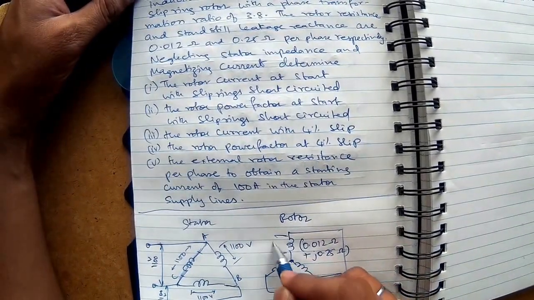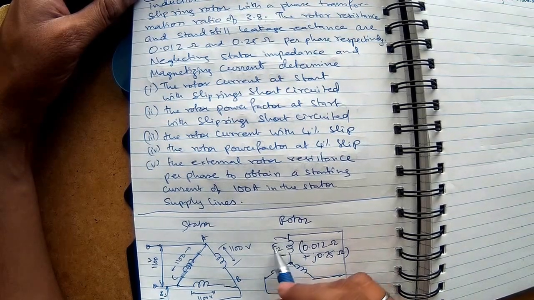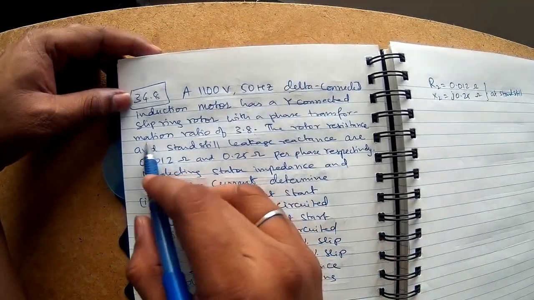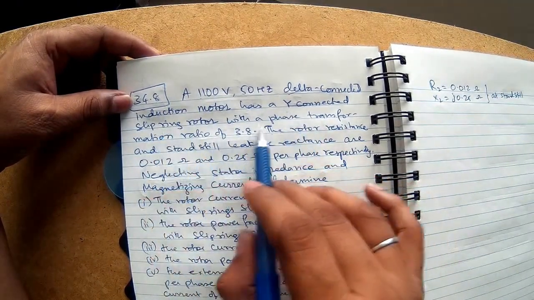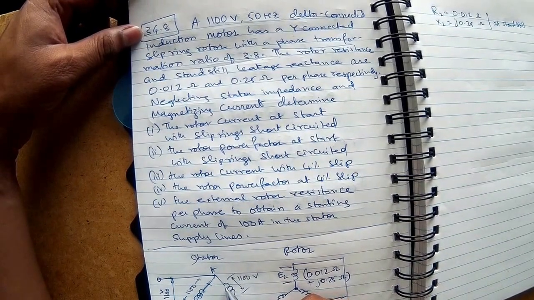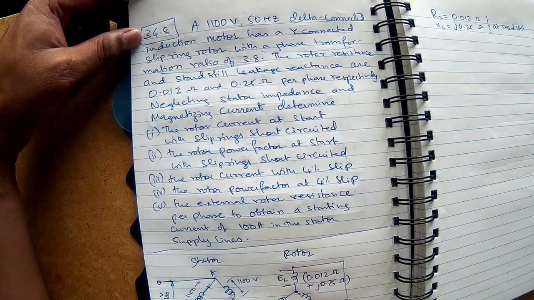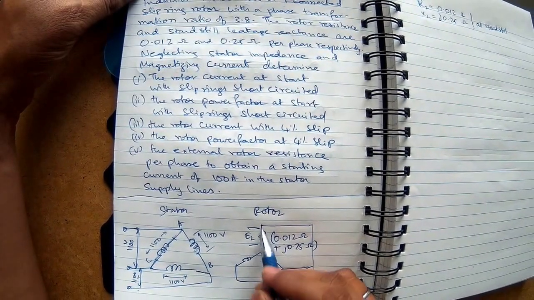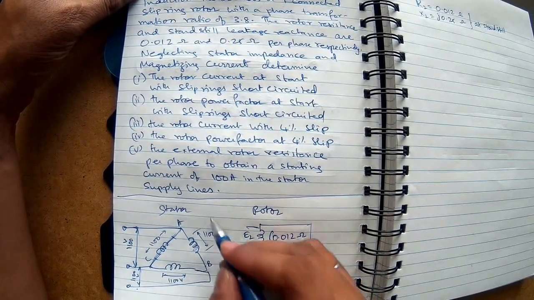First thing, I want to find out the induced EMF E2. So how do I find the induced EMF? The ratio is given. The phase transformation ratio is 3.8. That means the turns ratio of one phase of the stator and the corresponding phase of the rotor is 3.8.